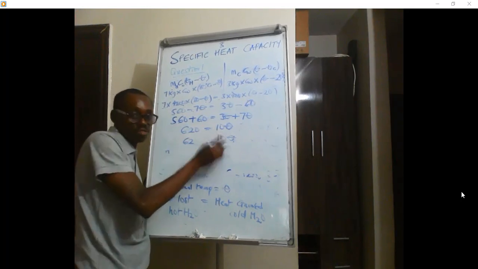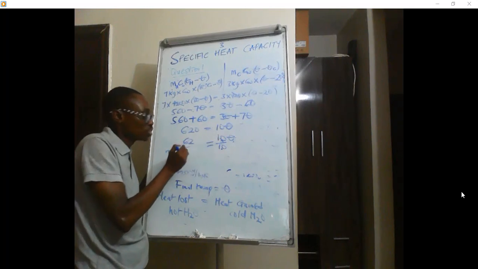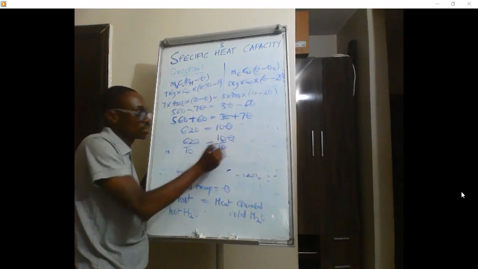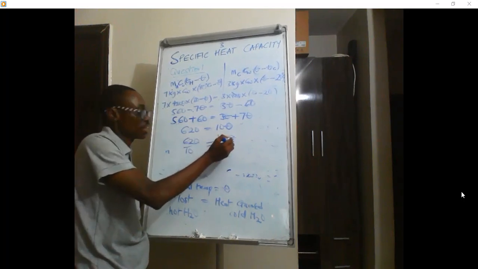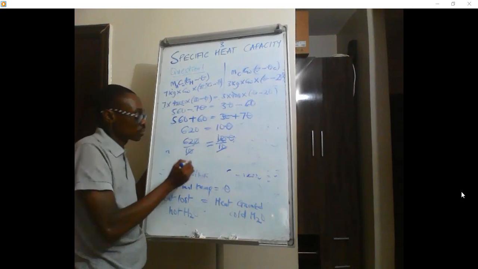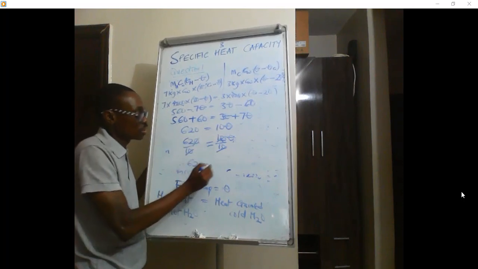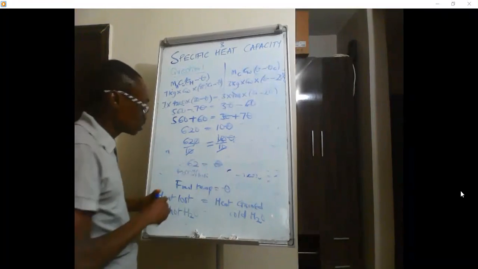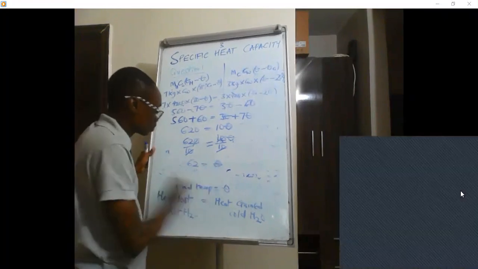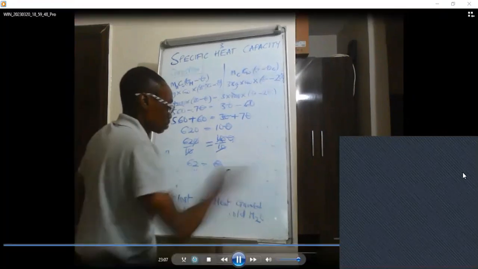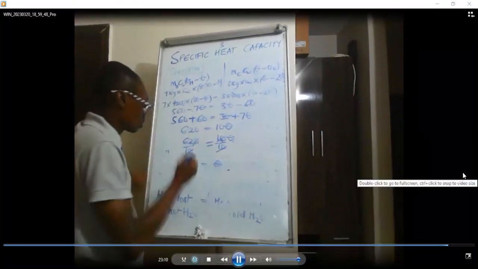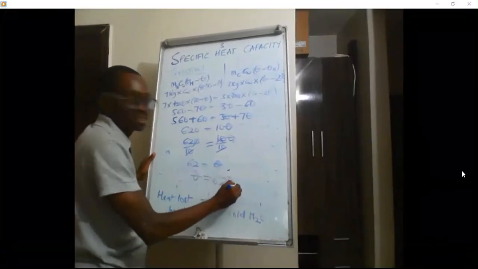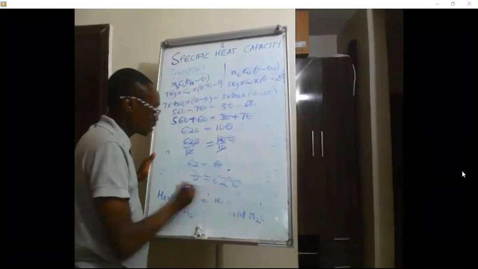What you do to the left hand side, do to the right hand side as well. So this is going to be 620 divided by 10. 10 cancels 10, you are left with theta here. 0 cancels 0, and here you have 62 equals theta. So the final temperature of the mixture is 62 degrees Celsius.